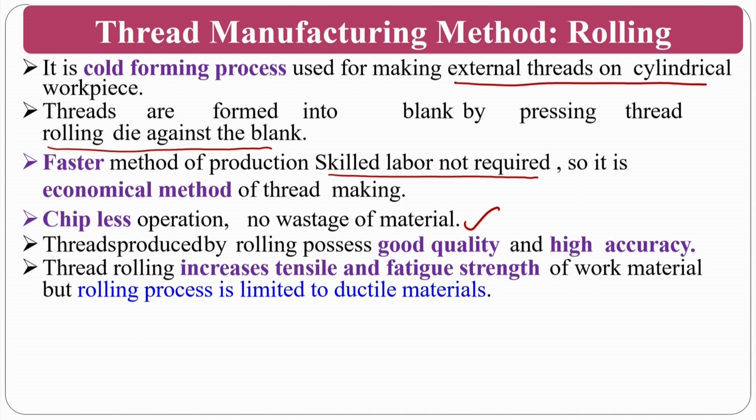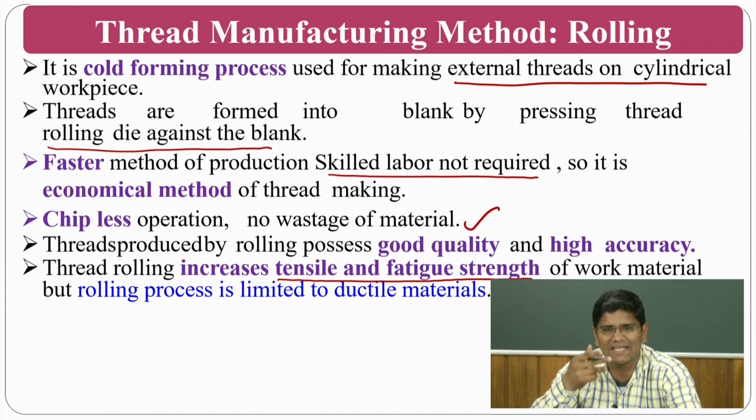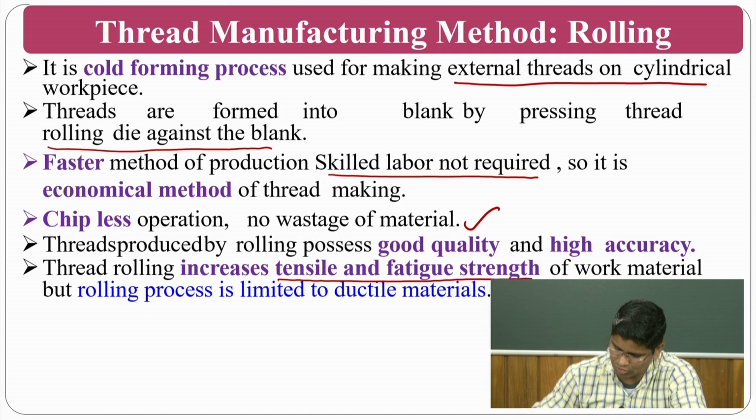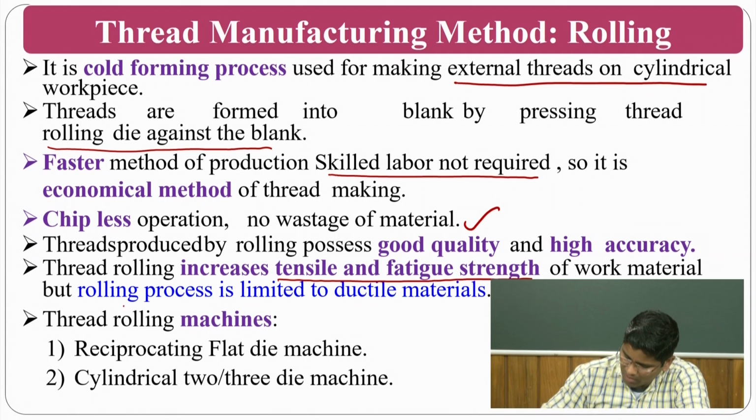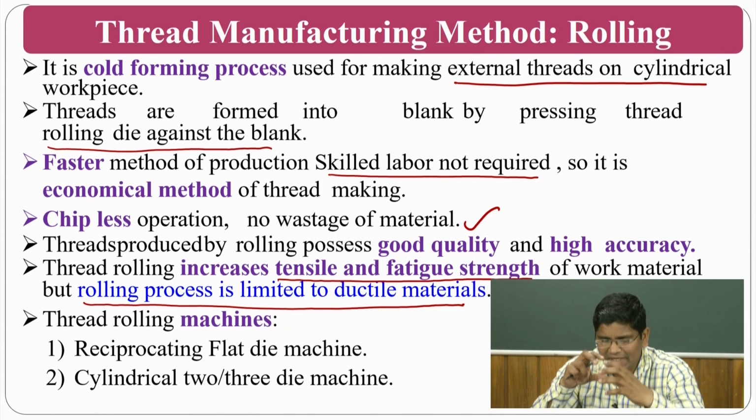Thread rolling increases the tensile as well as the fatigue strength of the workpiece material. That means that whatever output I get will have good strength, tensile strength as well as fatigue strength. But the problem with thread rolling is that it is limited to ductile materials. That means the material should plastically deform easily. The ductile deformation should be there.